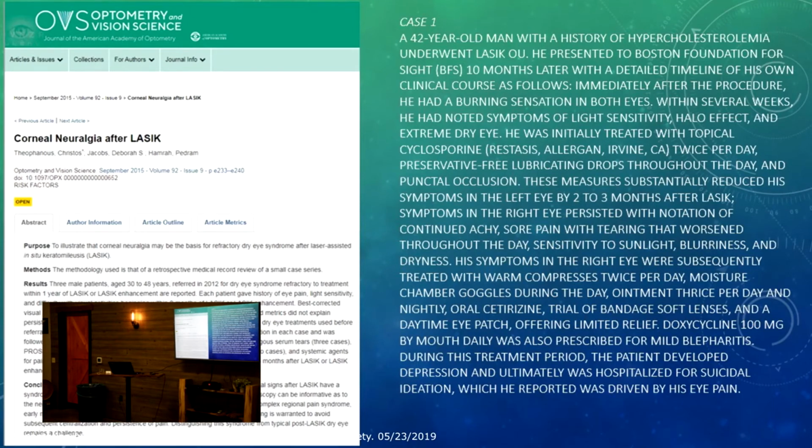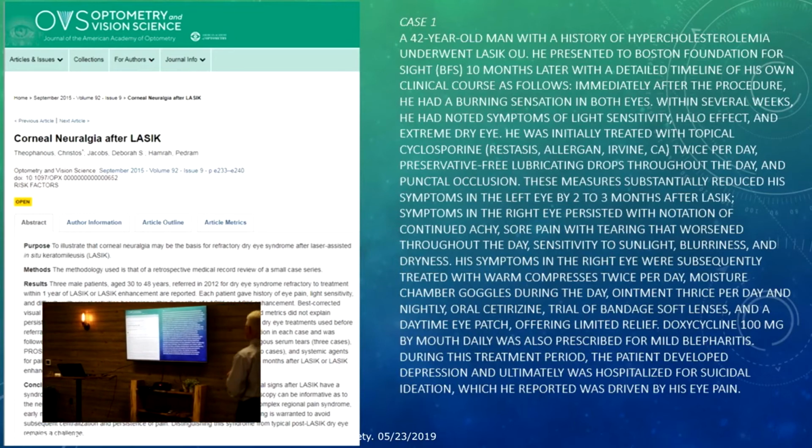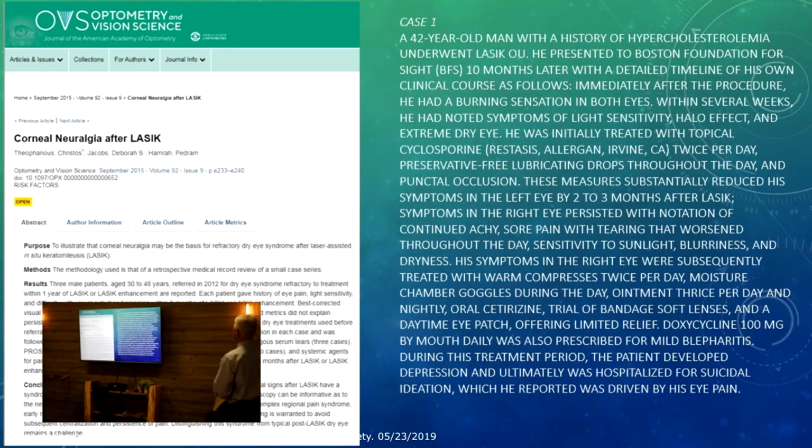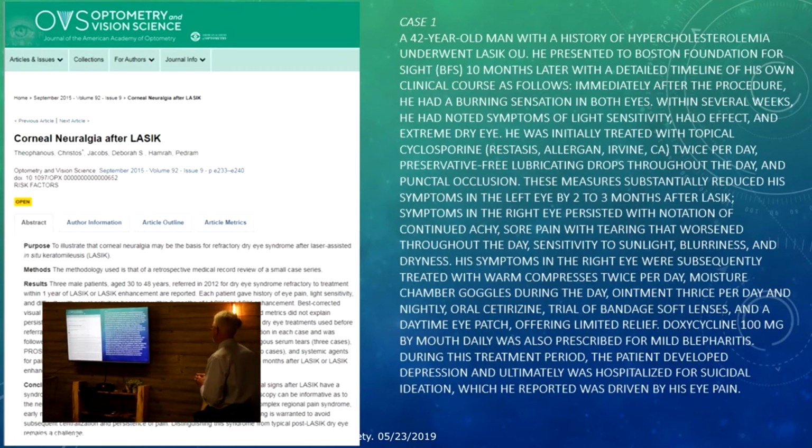Symptoms of the right eye persisted, with notation of continued achy, sore feeling with tearing that worsened throughout the day, sensitivity to light, blurriness, and dryness. His symptoms in the right eye were subsequently treated with warm compresses twice a day, moisture-changeable goggles during night, ointment 3 times a day, oral cetirizine, trial of bandage contact lenses, and daytime patch, offering limited relief. Doxycycline 100 milligrams by mouth was prescribed for mild blepharitis. During this treatment period, the patient developed depression and ultimately was hospitalized for suicidal ideation, which he reported was caused by his eye pain.